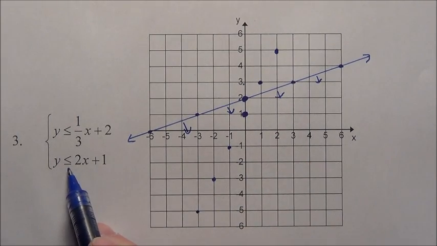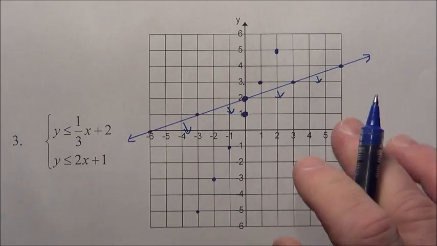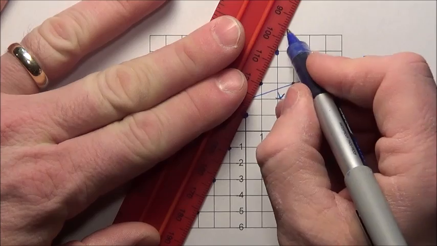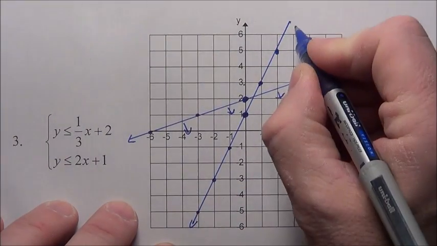Now it does say again, or equal to. If it didn't say or equal to, I'd make a dashed line. But it says or equal to, so all the points on this line are solutions. So we make it a solid line. Put my arrows at the end to show that it continues forever.